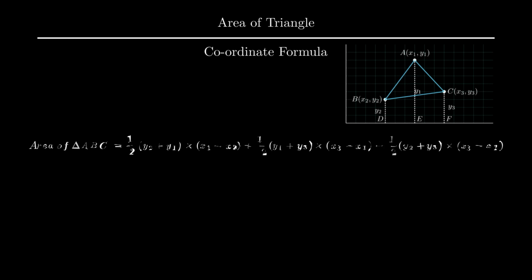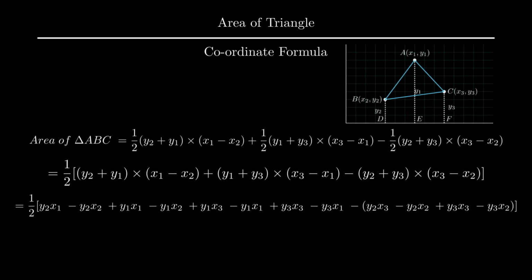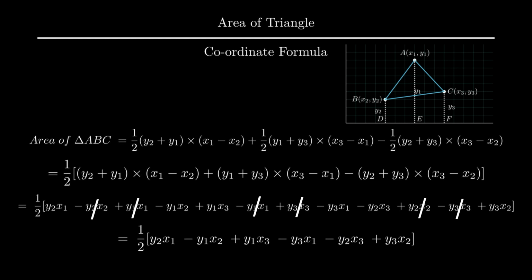Now, area of triangle ABC equals area of trapezium ABDE plus area of trapezium AEFC minus area of trapezium BDFC. On taking half as common, we get. Now on simplifying each term by multiplying, we get. On multiplying with negative sign, the sign of each term within bracket changes. On cancelling terms, minus y2x2 with positive y2x2, positive y1x1 with negative y1x1, and positive y3x3 with negative y3x3, the equation is reduced to half into (y2x1 minus y1x2 plus y1x3 minus y3x1 minus y2x3 plus y3x2).